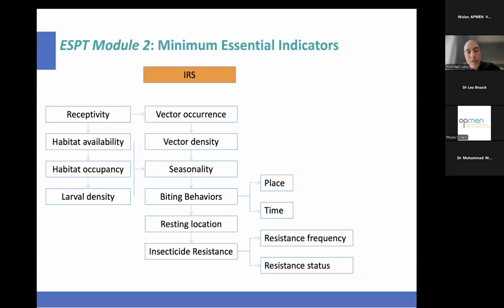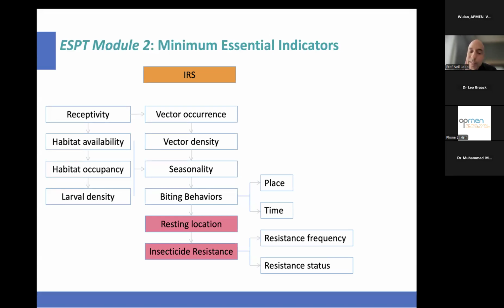So overall, you decrease the survival rate every day. So what are the minimal essential indicators based on how IRS functions? IRS functions on indoor resting mosquitoes and if they are insecticide susceptible. So the minimal essential indicators to collect are just those two.